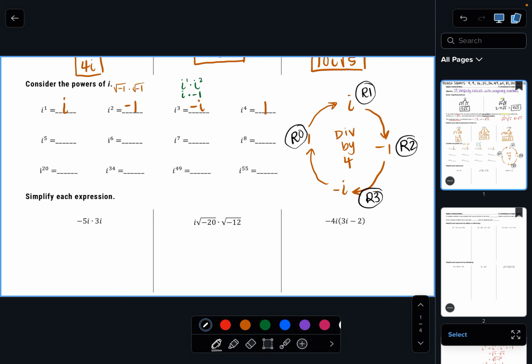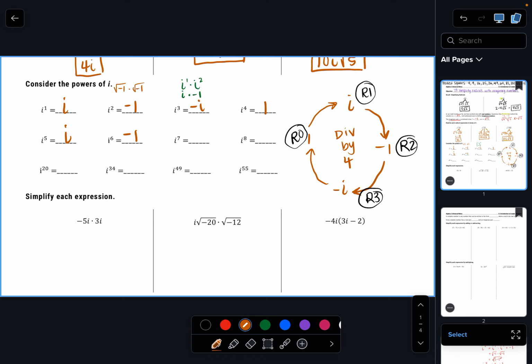Okay, taking that idea, if I take 5 and divide it by 4, what is my remainder? 1. So if I have a remainder of 1, it's I. How did you know you had a remainder? Because it's not an even number. You divide all of the exponents by 4. If I divide 6 by 4, what is the remainder? 2. If the remainder is 2, it's negative 1.